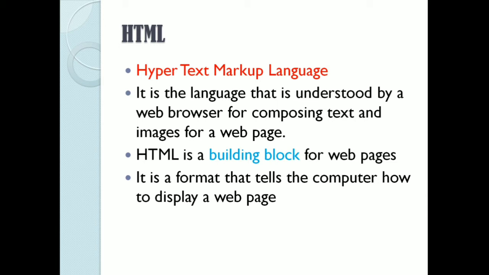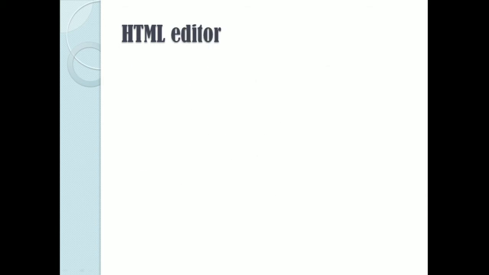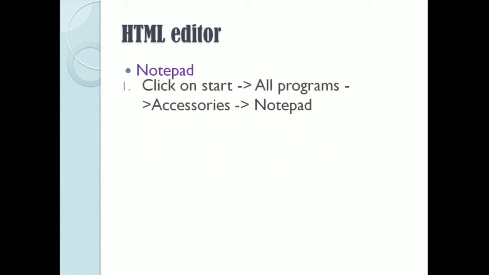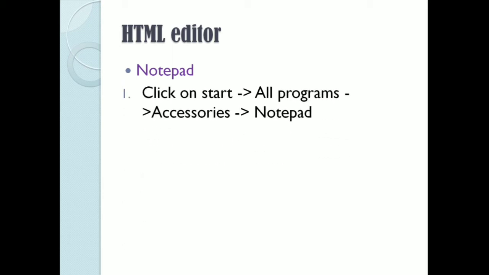Do you know which software we should use to type the HTML code? There is an HTML editor which we can use for typing the HTML code, which means we can use the HTML code for designing the web pages. And the HTML editor is Notepad. Notepad is known as the HTML editor that we can use for typing the HTML code. The steps for opening Notepad: first we have to click on the start button, then go to all programs. There we can see an accessories option. Click on that one and select Notepad.